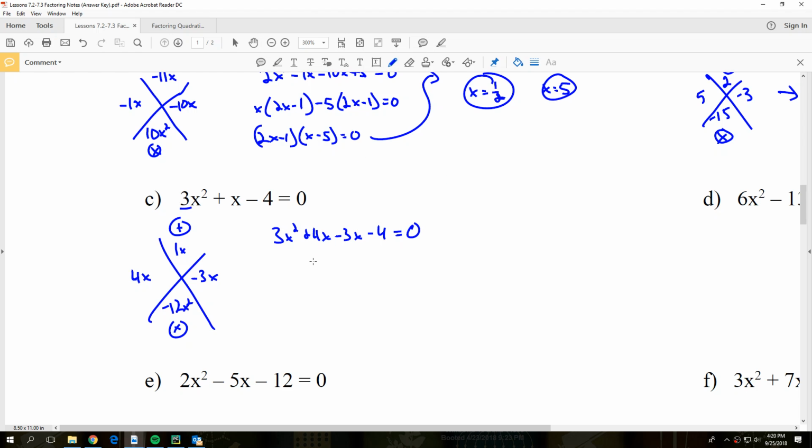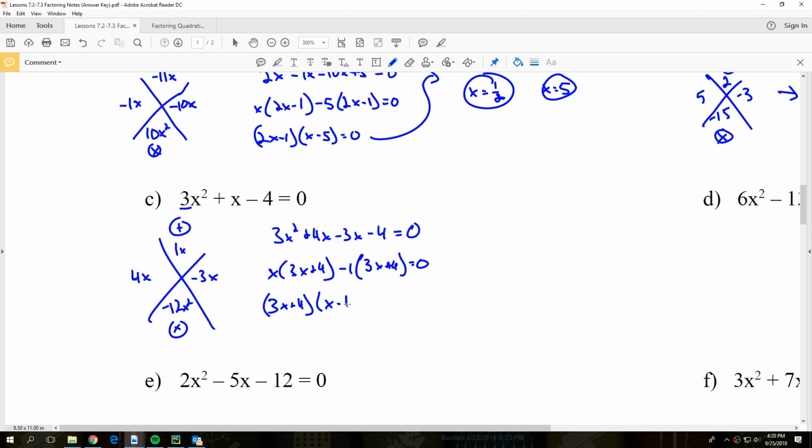Factor by grouping here. I'm going to pull out an x, which leaves 3x plus 4. And pull out a negative 1. That's all I can do. If you can pull out that negative, pull it out, and it's going to be negative 1, changing that to 3x plus 4 as well, is equal to 0. Pull out your GCF of 3x plus 4.